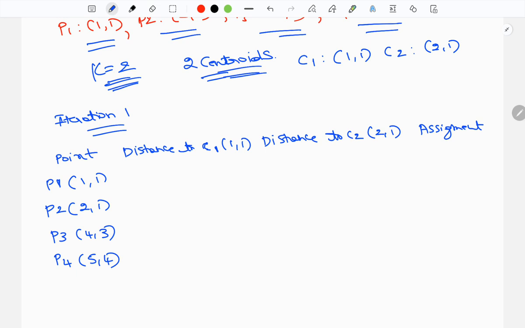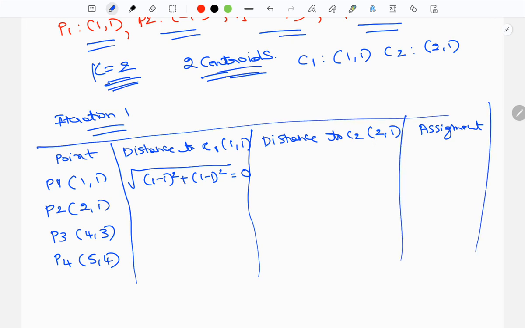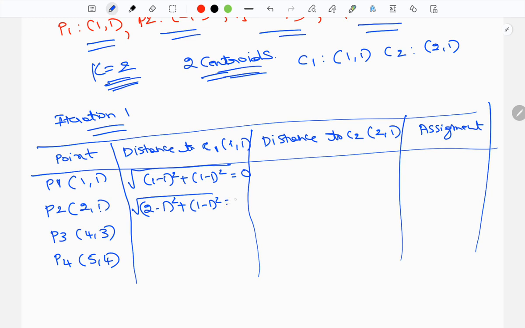It is based on the Euclidean distance, that is, square root of (1 minus 1) whole square plus (1 minus 1) whole square, which is 0. For the second one, the distance is (2 minus 1) whole square plus (1 minus 1) whole square. So this is 2 minus 1, 1 minus 1, and the value we have is 1.